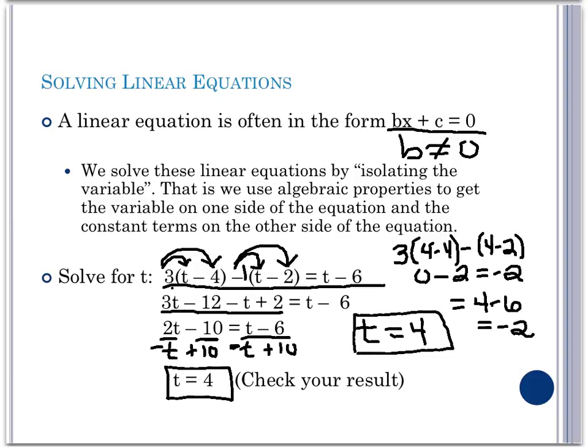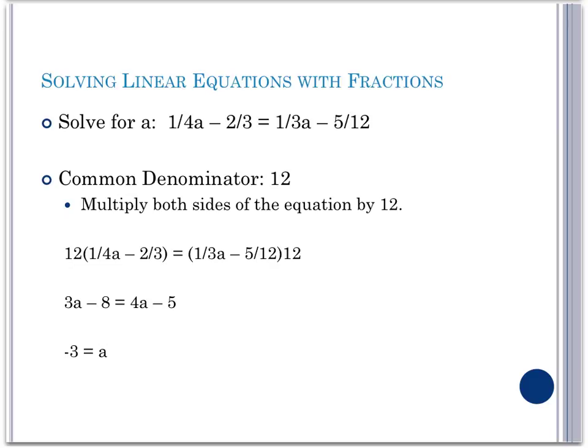as our answer. In this problem, we're asked to solve for a. We have 1/4 a minus 2/3 is equal to 1/3 a minus 5/12. In order to simplify this process, it is sometimes beneficial to multiply both sides by the common denominator of our fractions. We can see that the common denominator is 12, so we would multiply both sides of our equation by 12 and then apply the distributive property.